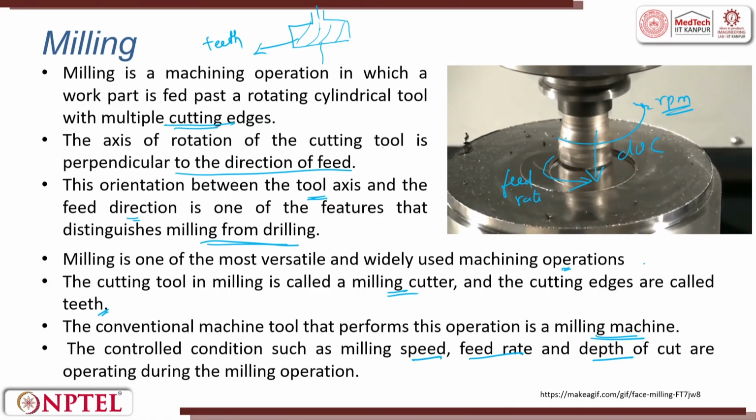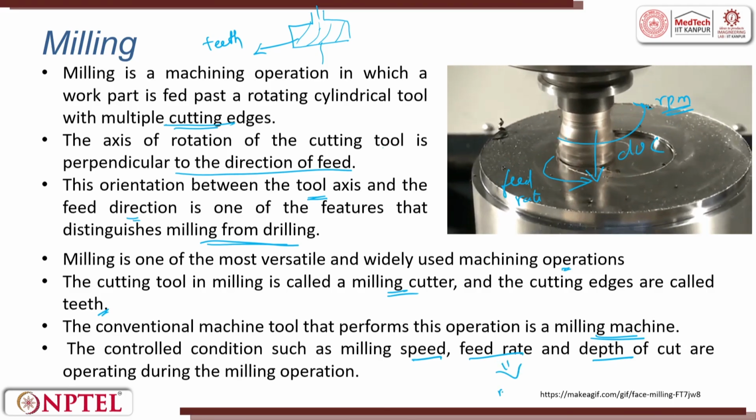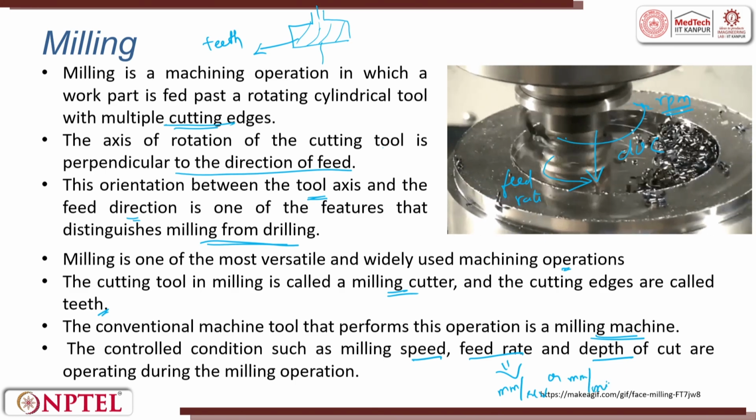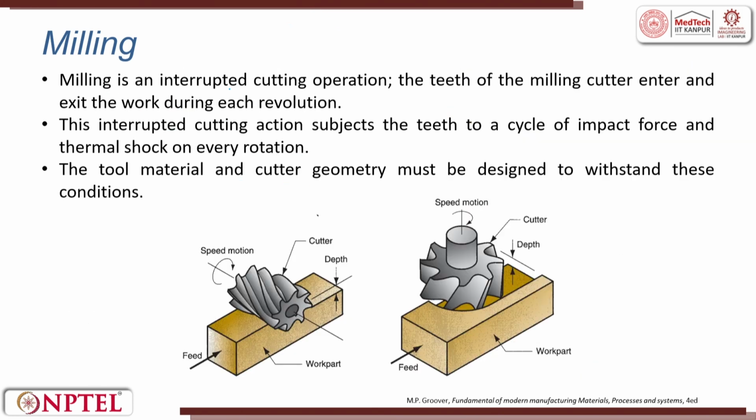Here the feed rate will again be in millimeter per revolution, or millimeter per minute. Milling is an interrupted cutting operation. If you see here very clearly, these are cutters, and each cutter has cutting edges, and each is called a tooth. So, a cutter is made out of multiple teeth, that is why it is called multi-point cutting. In a lathe machine, material removal is continuous, but here it is always interrupted cutting.